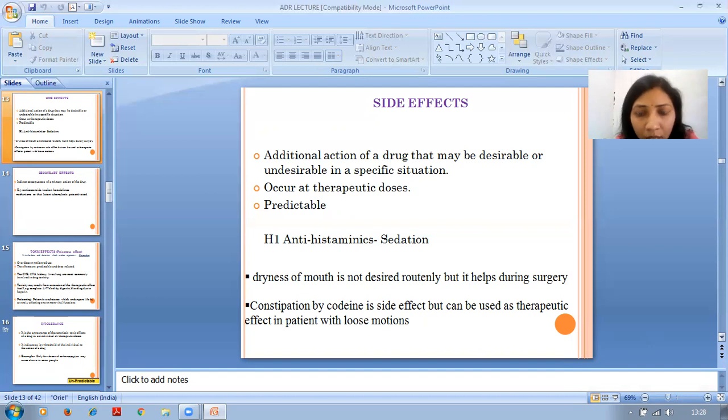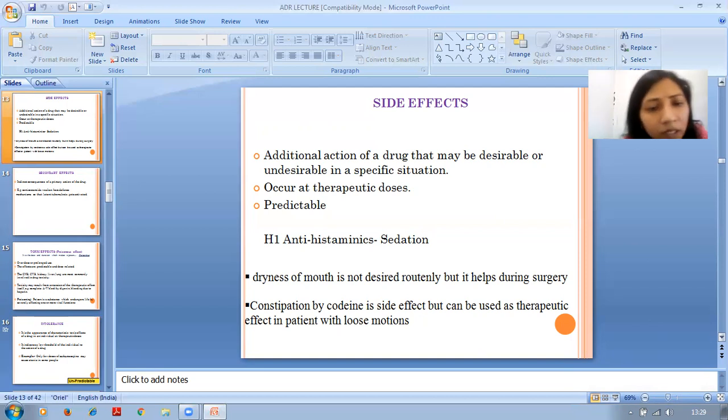For example, if you are taking an anticholinergic drug for an antispasmodic purpose, here the anticholinergic drug causes dryness of mouth, and at this time the dryness of mouth is not desirable, but it occurs. So this is a side effect. But when you take the anticholinergic drug before the surgery, it decreases the secretion of the mouth. So here it is desirable. So this is a side effect.